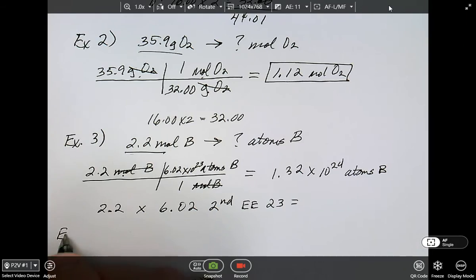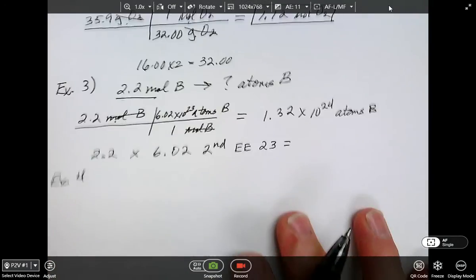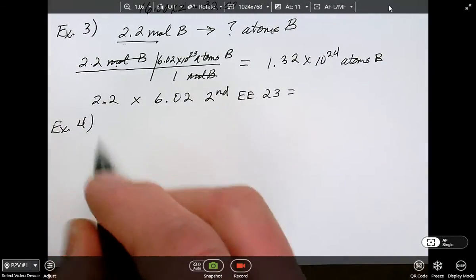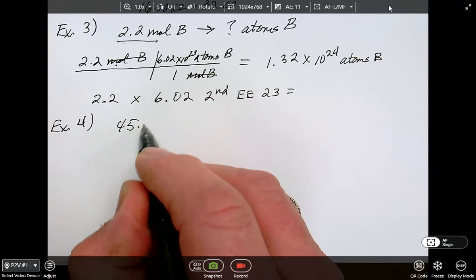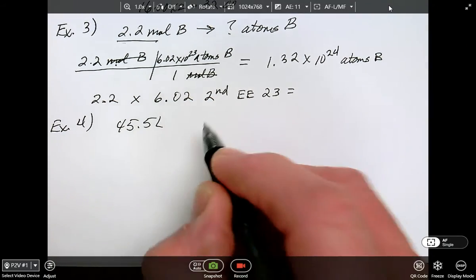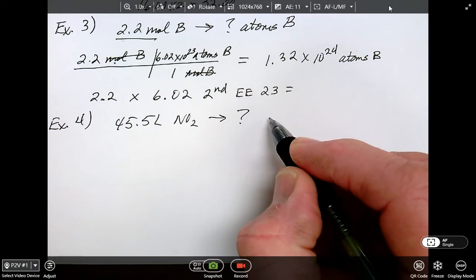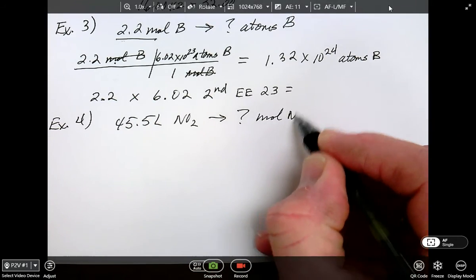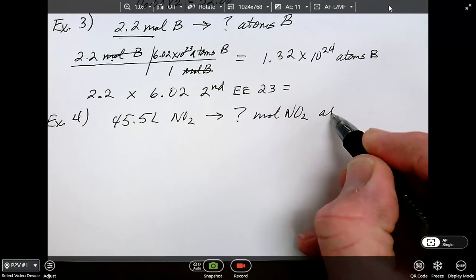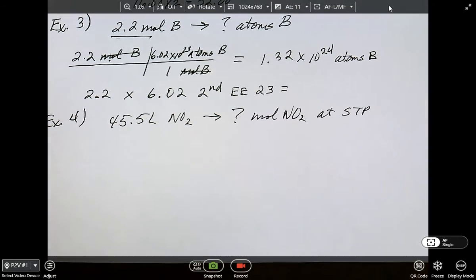All right, let's do one more problem before we go here. Let's do example number 4. All right. And we'll get this one done. And this time we're going to do liters. We're going to go 45.5 liters of NO2. And we're going to try to figure out how many moles of NO2 that represents. All right. Now, again, this is at STP, so we need to assume that it's standard temperature and pressure. That means 0 degrees Celsius and 1 atmosphere, or 101.3 kilopascals.